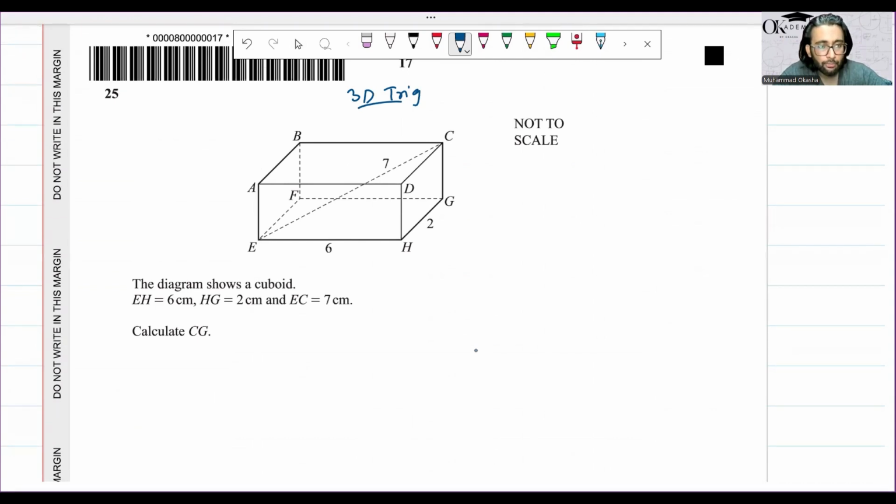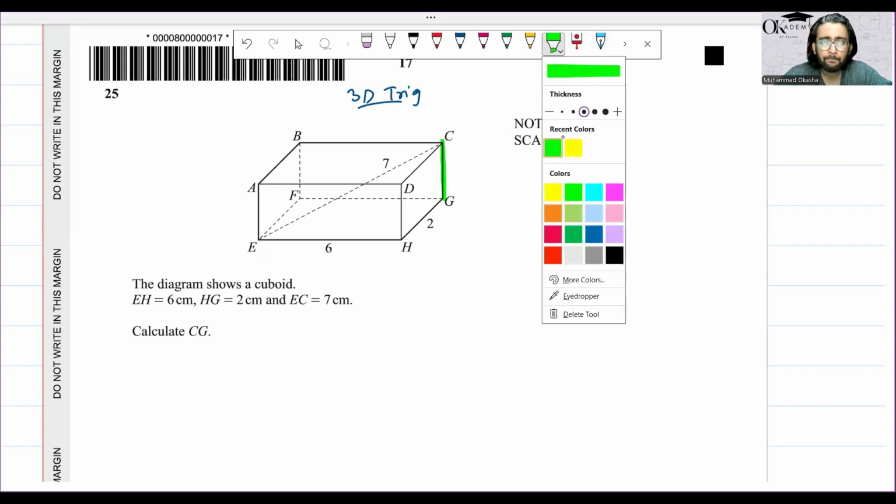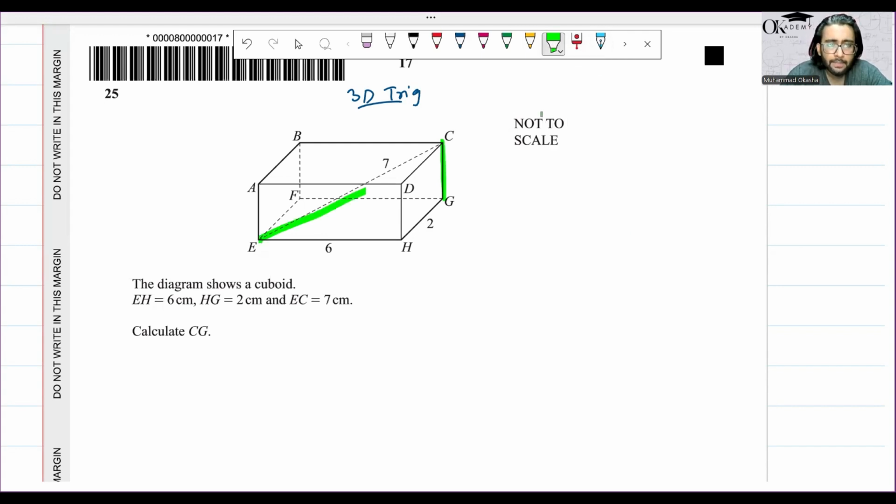The diagram shows a cuboid. EH is 6. All the measurements are given. Calculate CG. I'm interested in this side. So if you notice that, I'll make it a small one. Here is a diagonal. What do you think would be, if I were to make it a right angle triangle, what should be my base?